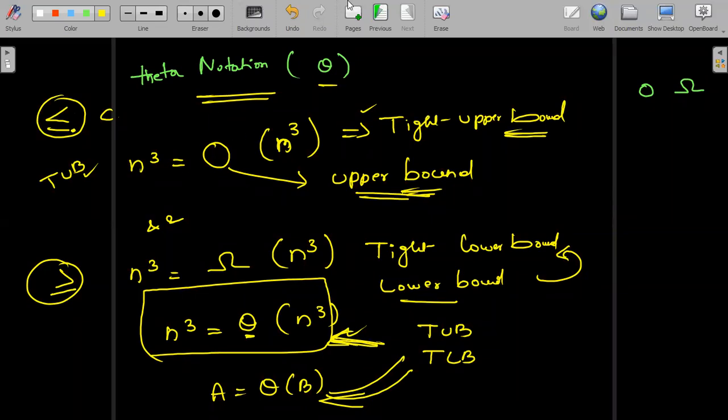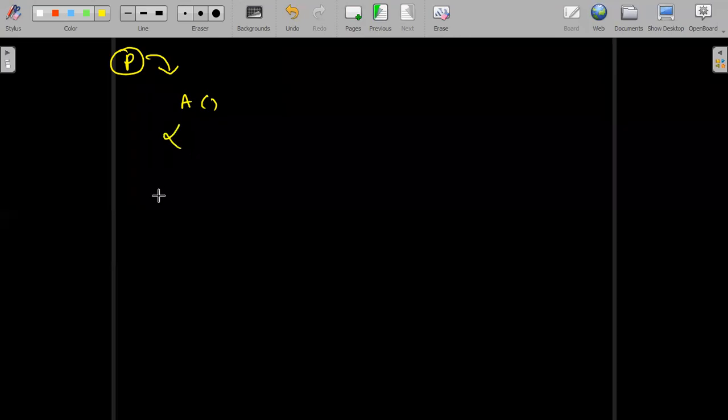Okay, a small example. See here, everybody observe. You are going to write an algorithm like this, function A. So you are writing a program. Please understand, you take an algorithm A, and in this you write some statements: x is equal to y plus z.